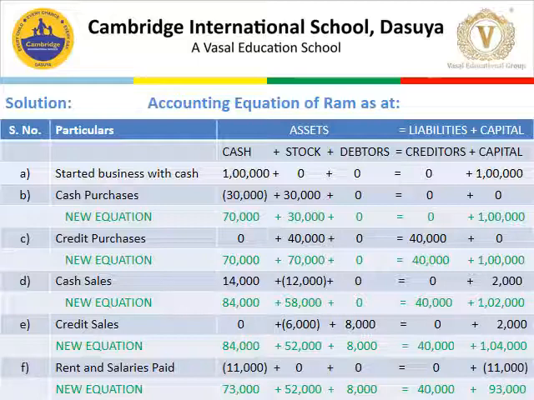So there is a reduction in the capital of rupees 11,000. So the equation would be cash 73,000, stock as it is 52,000, debtors as it is 8,000, liabilities as it is 40,000, but the capital will be 93,000.